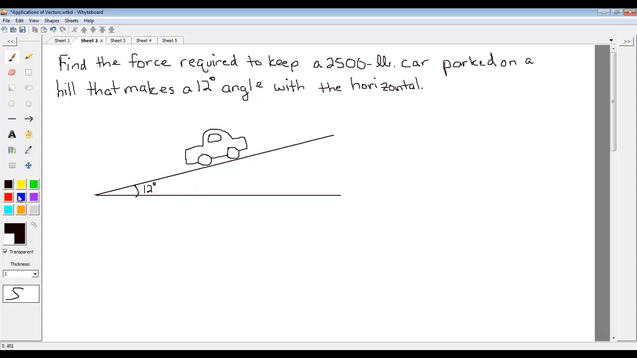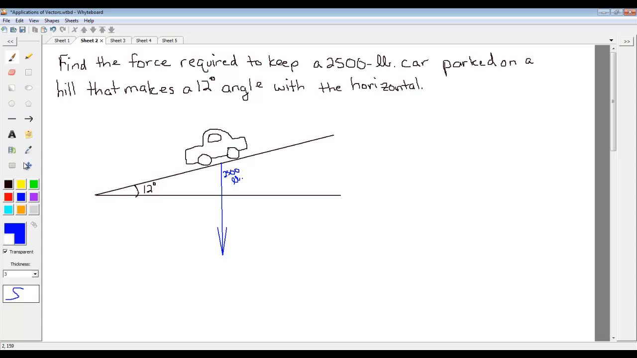Now we know that the car itself is 2,500 pounds. So we've got this 2,500 pounds dealing with gravity. That has to do with the force of gravity, pulling straight down to the ground where the horizontal is.